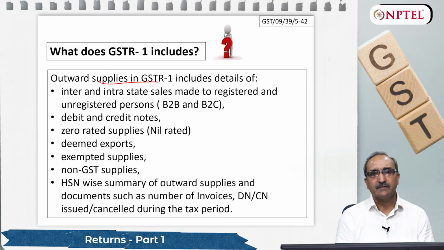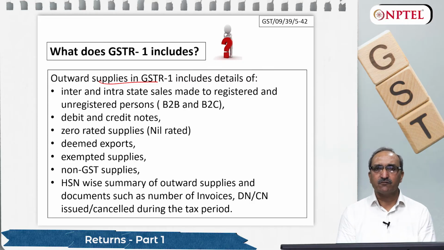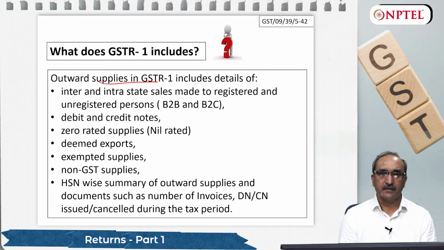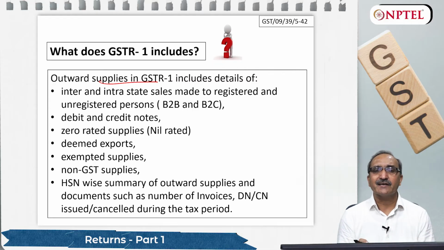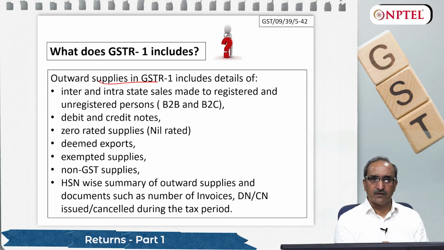Then zero rated supplies. In GST we have different kinds of supplies: taxable supplies, exempt supplies, non-GST supplies. Similarly, we have zero rated supply. Zero rated supply is nothing but an export of goods or export of services. So if we are an exporter, we are exporting our goods.